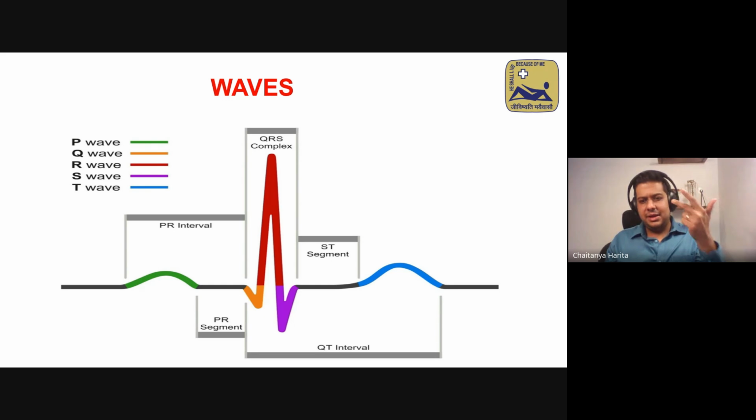Calibration, rate, rhythm, axis. We are halfway through, and now we come to the fun, fancy part where all of you make the fancy diagnosis when we see an ECG. Okay, so we look at waves. So we have waves, we have segments, and we have intervals.